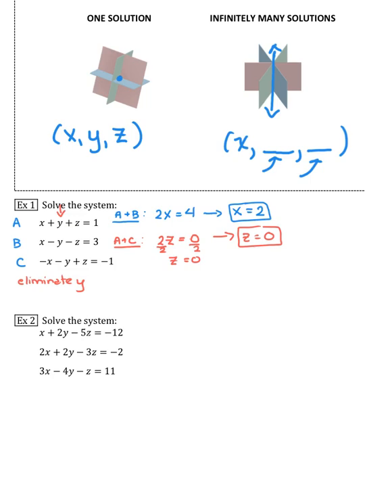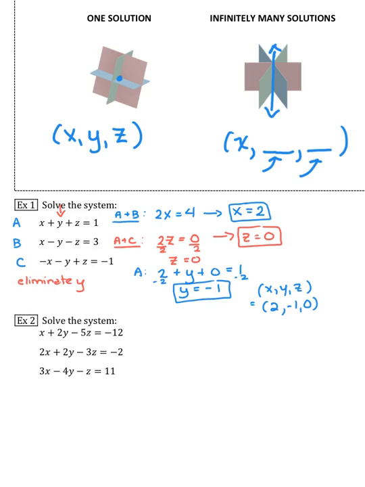So all I have to do now is back substitute to solve for y. So I'm going to plug it into my equation A. I know that x is 2 plus y plus z is 0 equals 1. So I can subtract 2 from both sides, and you get that y is going to equal a negative 1. And then again, we always write our solution as an ordered triple, so x, y, z is going to equal 2, negative 1, 0.